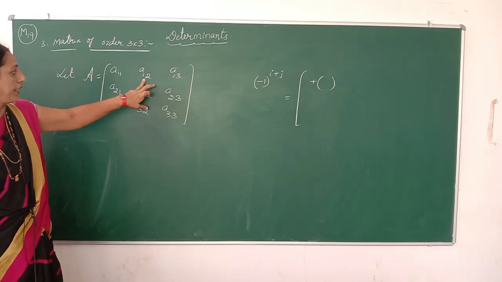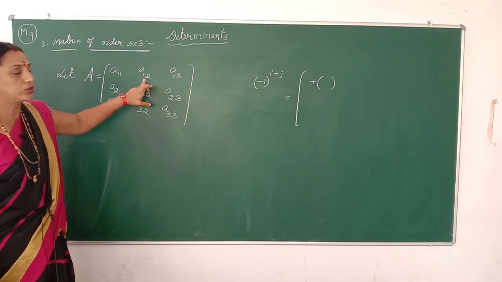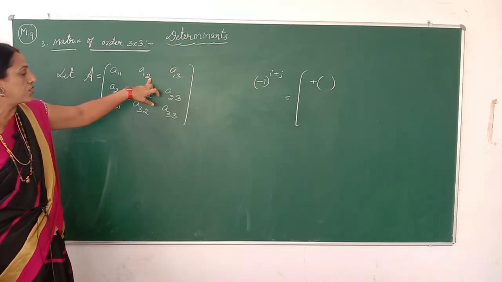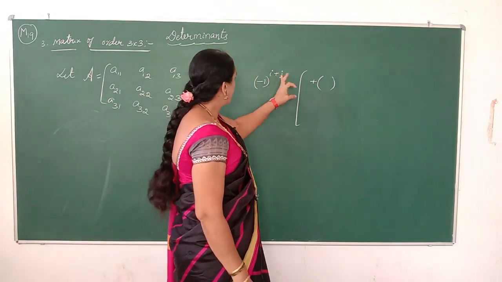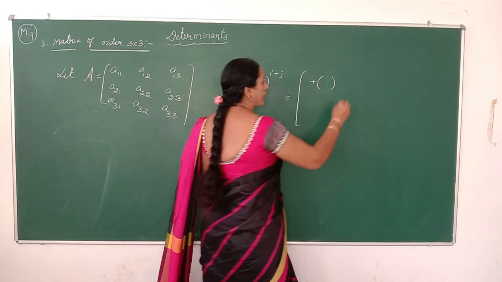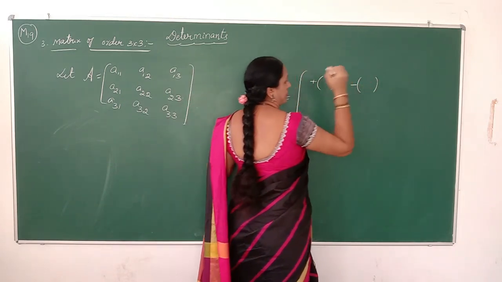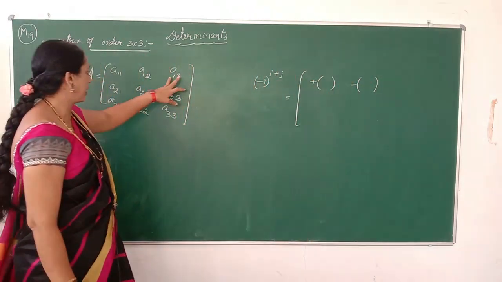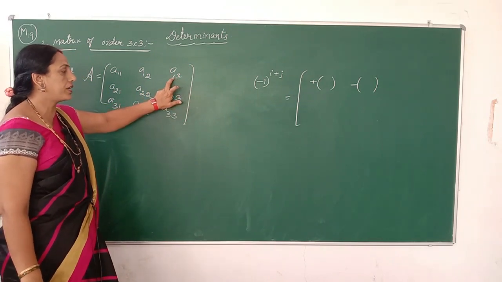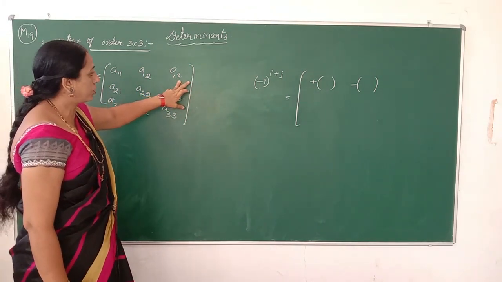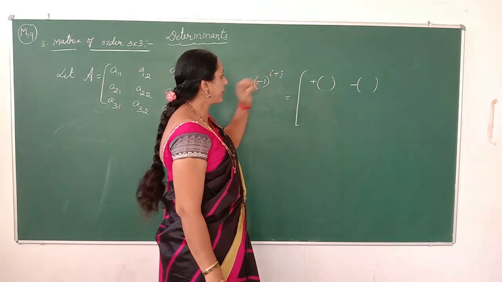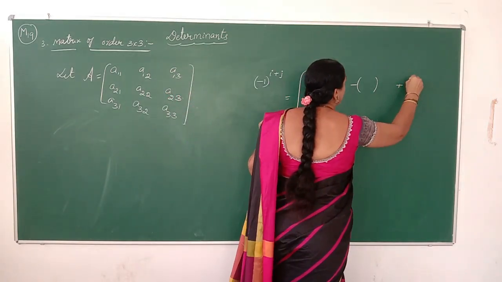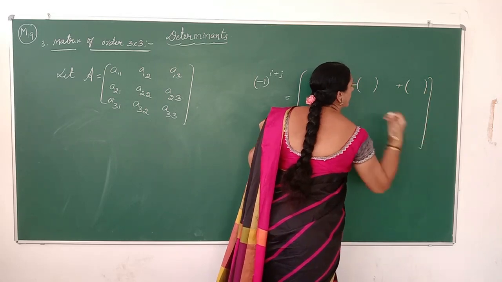Similarly, in the second element A12, i is 1 and j is 2. 1 plus 2 is 3, and (-1) to the power of 3 is minus. Similarly, A13: i is equal to 1, j is equal to 3, 1 plus 3 is 4, and (-1) to the power of 4 is positive.